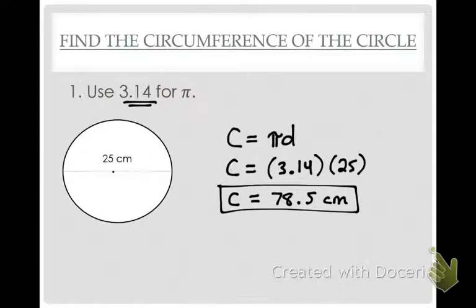Should I square the units? No. When do I square them? Only when finding the area. We're not finding area, we're finding the circumference. Any questions about how to find that one? Pretty simple? Okay, the main thing is being able to identify if it's a diameter or a radius.